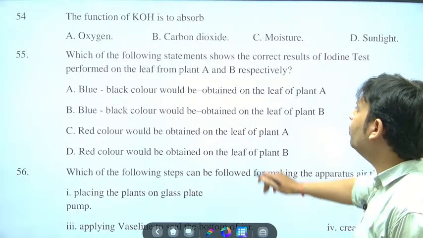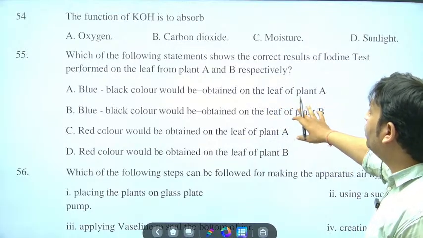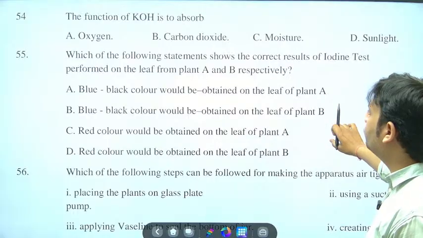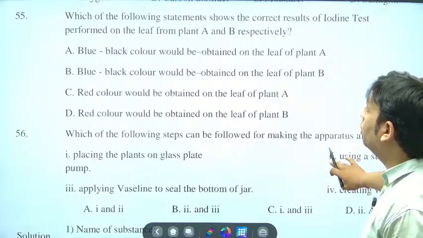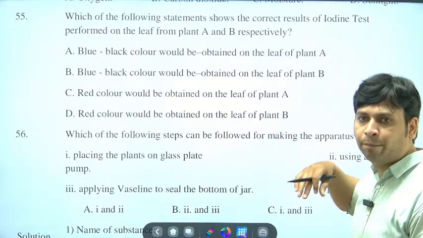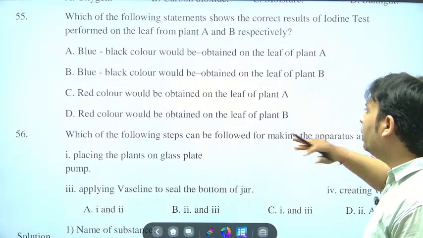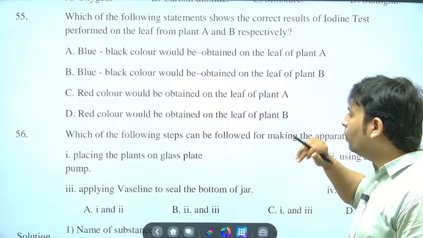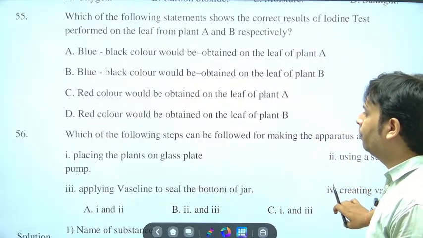And the next question is, which of the following statements shows the correct result of the iodine test performed on the leaf from plants A and B respectively? Black color would be obtained on the leaf of plant A. Black color would be obtained on the leaf of plant B. Red color would be obtained on the leaf of plant A. Red color would be obtained on the leaf of plant B.